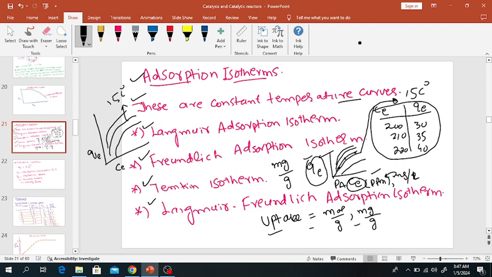Isotherms also show us whether the adsorption process is feasible or not. From the adsorption equilibrium, we can determine which type of isotherm is best fitted to our experimental data, to our adsorption equilibrium study. So there are various types of isotherms.